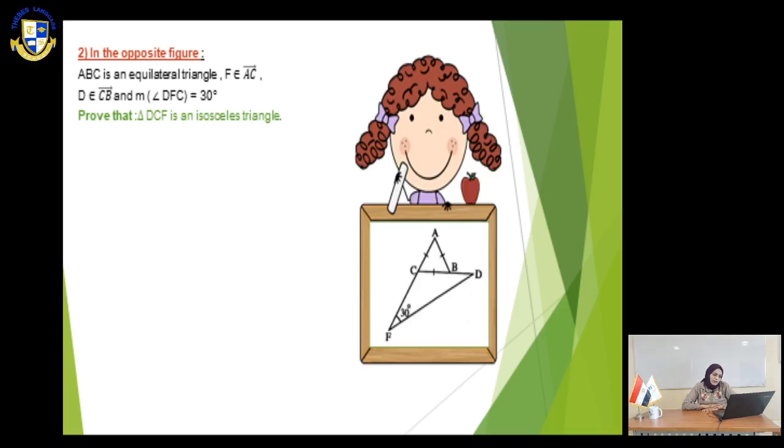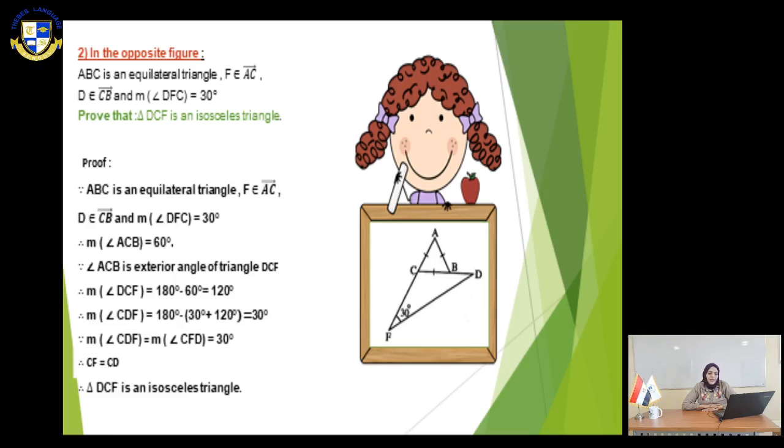Look at our figure. As we see, we have an equilateral triangle ABC. So all the angles here are equal. The measure of each one equals 180 divided by 3, which equals 60 degrees. So we can say that the measure of angle ACB equals 60 degrees. And ACB is an exterior angle to triangle FCD. So the measure of angle DCF equals 180 minus 60 degrees, which equals 120 degrees.